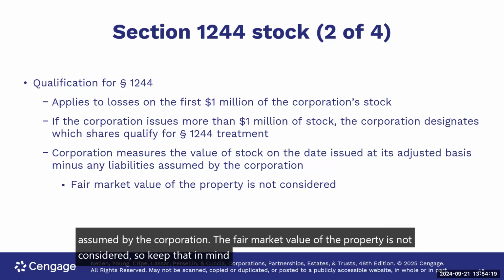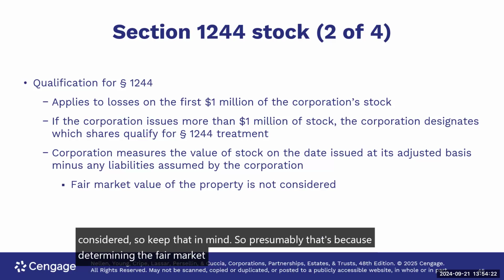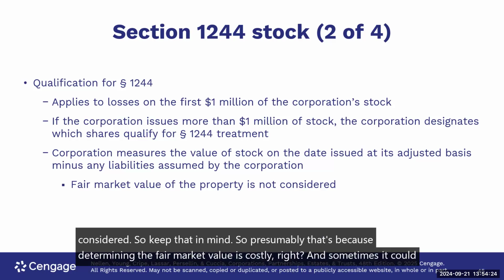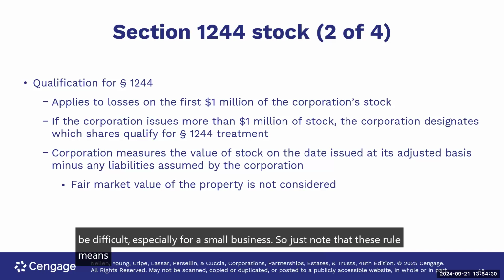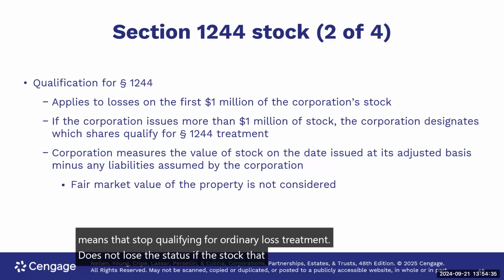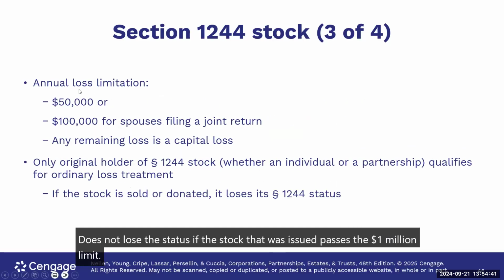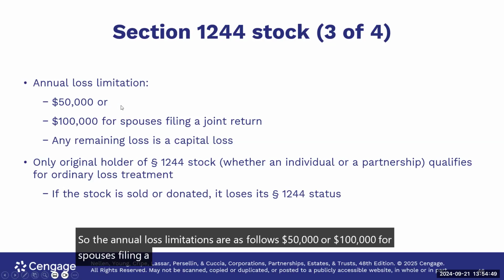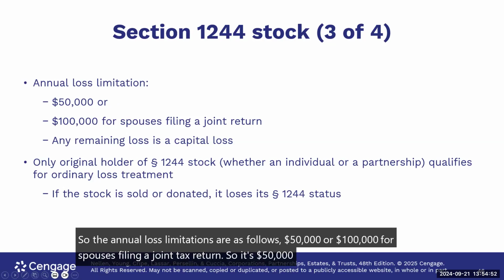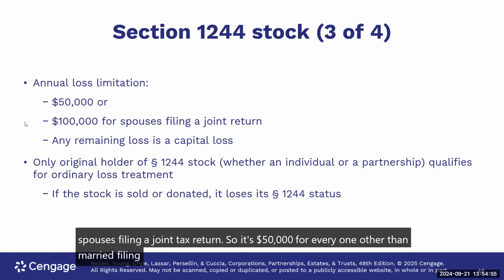So presumably that's because determining the fair market value is costly, right? And sometimes it could be difficult, especially for a small business. So just note that these rules mean that stock qualifying for ordinary loss treatment does not lose the status if the stock that was issued passes the $1 million limit. The annual loss limitations are as follows: $50,000, or $100,000 for spouses filing a joint tax return. So it's $50,000 for everyone other than married couples filing jointly. And any remaining loss is a capital loss and it is carried forward.